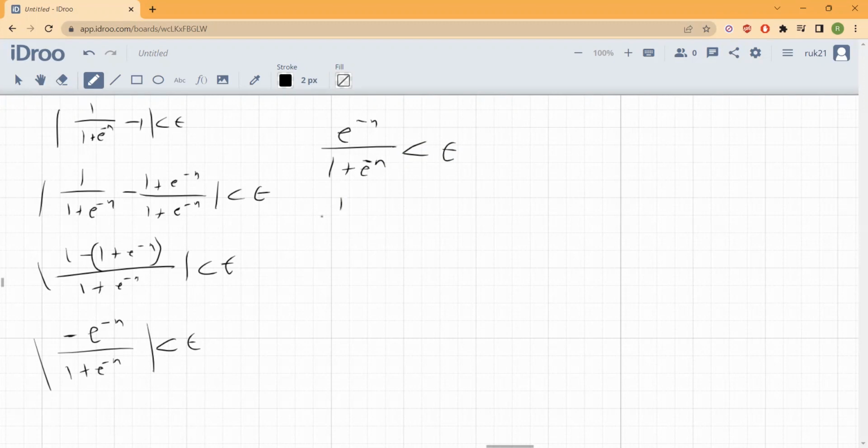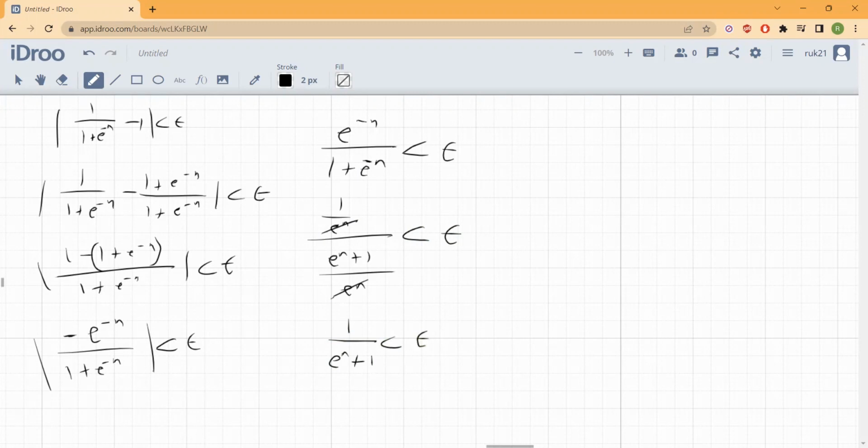So we're going to get 1 over e to the n over, it's going to be e to the n plus 1 over e to the n. And this would be 1 over e to the n. 1 plus 1 over e to the n is just going to be e to the n over e to the n plus 1 over e to the n. And that's how I got this, is smaller than epsilon. Then we're going to simplify these two. So we're going to get 1 over e to the n plus 1 is smaller than epsilon.